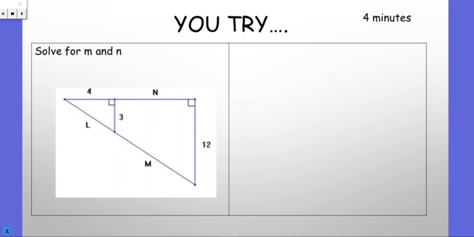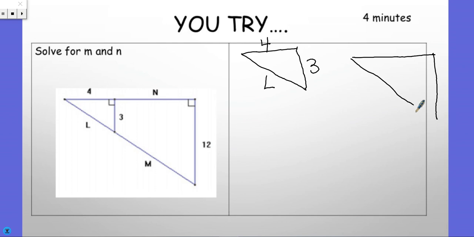Okay, let's keep going. So now it says solve for m and n. So I'm going to do my same thing. Draw my triangles. This is L. This is 4. This is 3. And then I'm going to go draw the big one. This here is L plus M. And this over here is 4 plus N. And this down over here is 12.